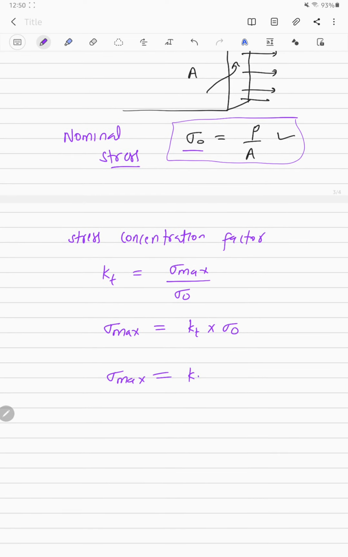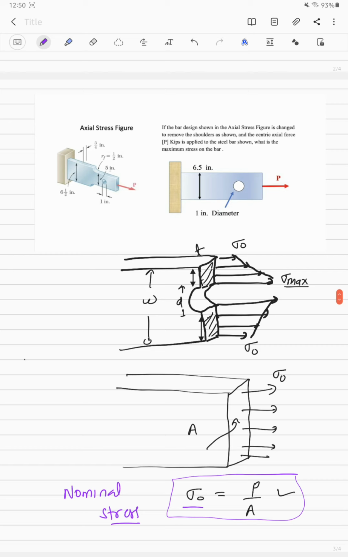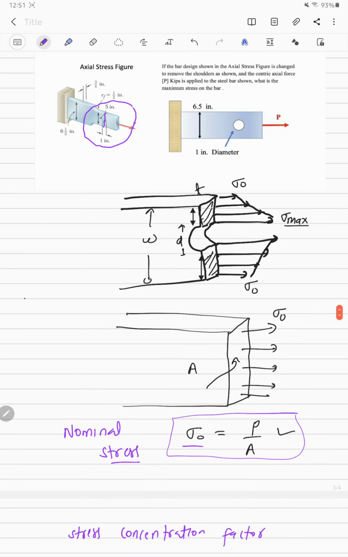By substituting, sigma naught will be load divided by area, and this area should be minimum. What is the significance of minimum area? Look at this cross section. The minimum area will be at the point where this hole lies. The stress will be maximum near the discontinuity and hole. This is sigma naught, our nominal stress, and stress continuously increases, and it will be maximum near the hole. So this is maximum stress, this is nominal stress.